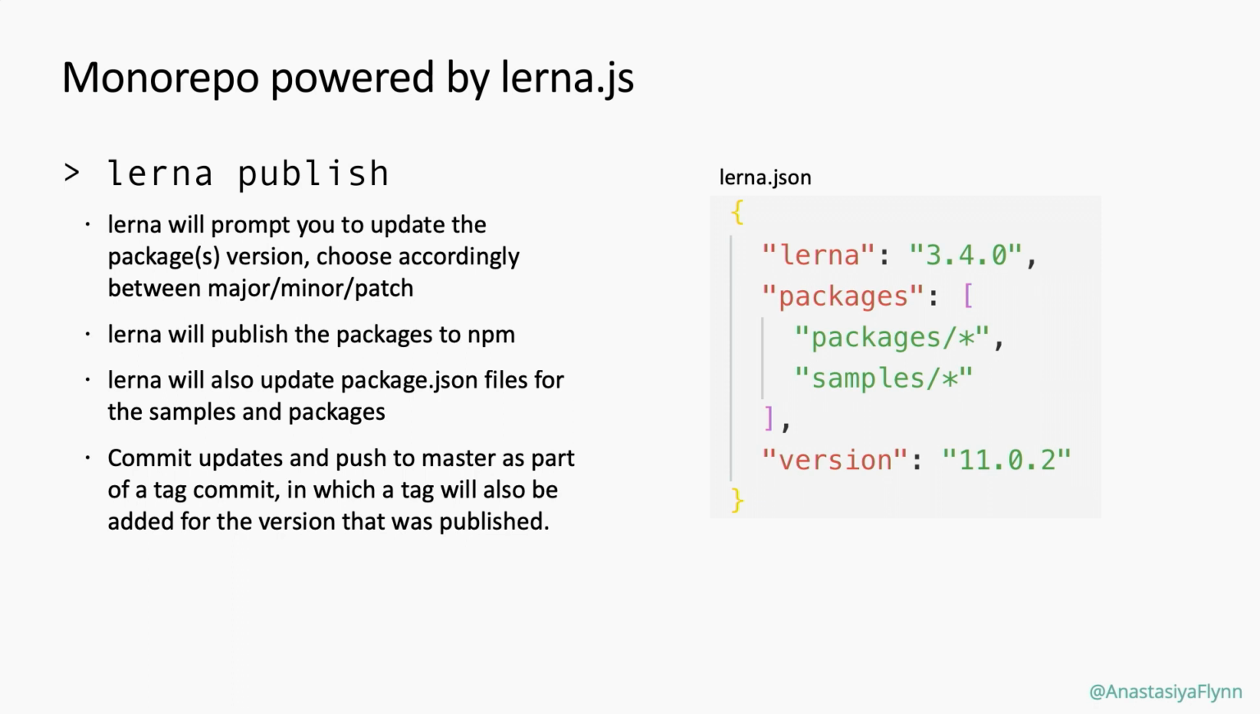And so Lerna comes with a lot of out-of-the-box magic. One of them is this publish command, and when you run that, it prompts you to update your version number. It publishes your packages for you to npm. It updates package.json for you. It makes the commit to master and creates a tag for you. So just a lot of the tedious maintenance stuff that could be easy to mess up across so many packages, it does that for you. It's a really great tool.